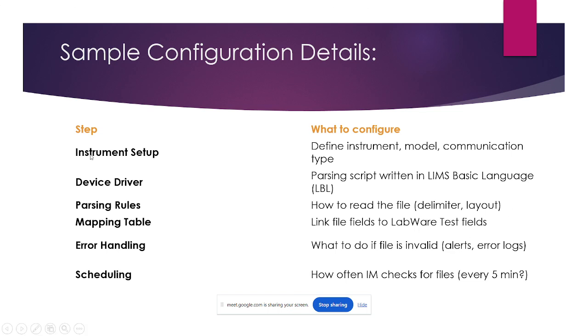Then parsing rules will be there: how to handle the delimiter and layout, and some reading rules for the files. Those rules should pass. Then the mapping table will also be there, so we are linking to the file. Whatever the CSV file, XML file or TXT file, we need to link to the test fields. We need to check that mapping table, and then create the parsing script. After that, error handling: error logs. We need to handle the errors, whatever debugs will come.